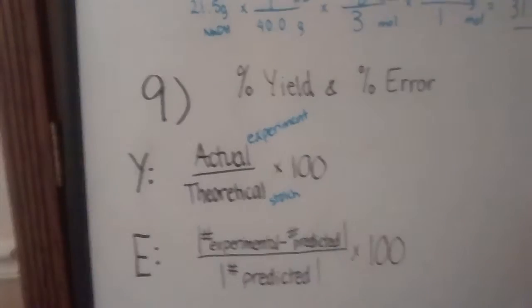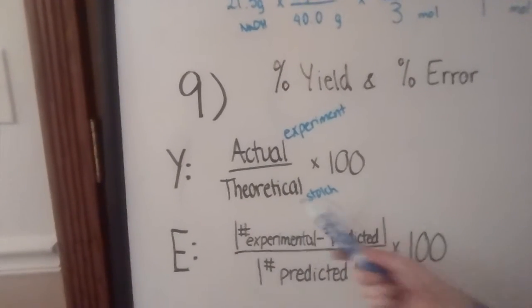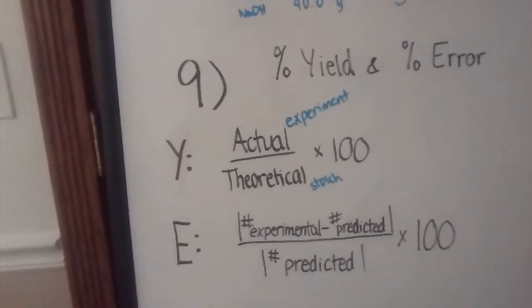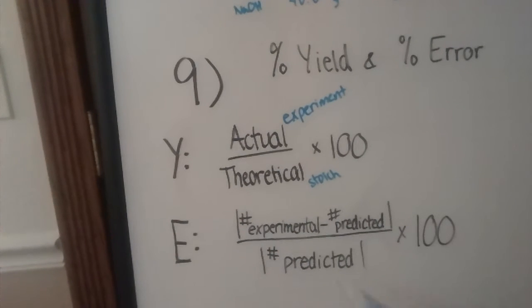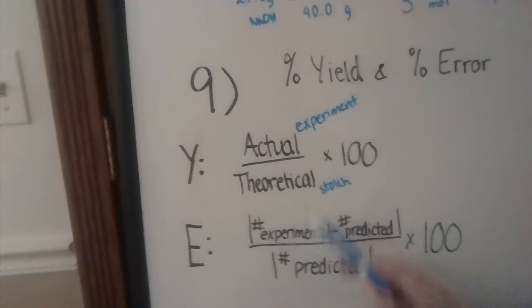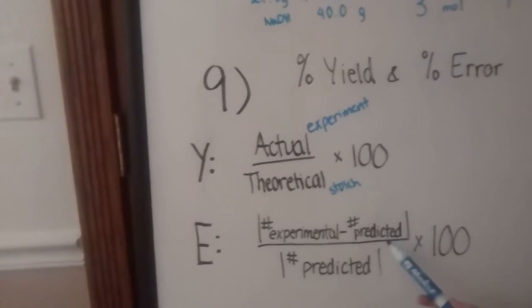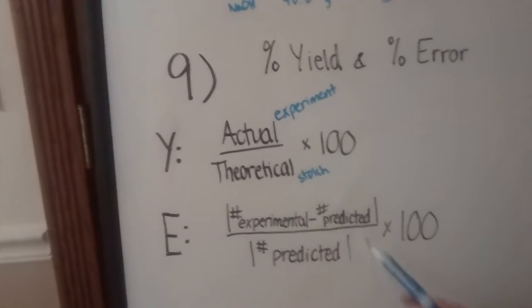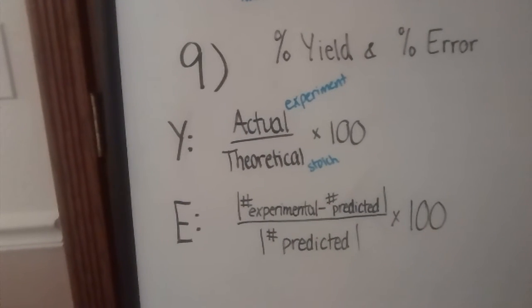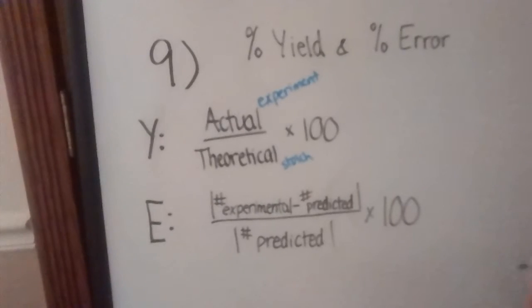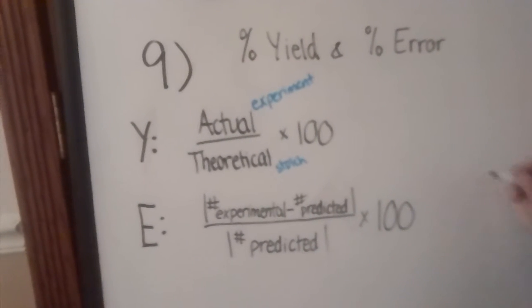And I wrote above a translation. Actual means what you got in your experiment. Theoretical means what you did mathematically with your stoichiometry. And so experimental could also be actual, and predicted could also be theoretical. It's what you predicted in your math. But, I mean, you could use either one.